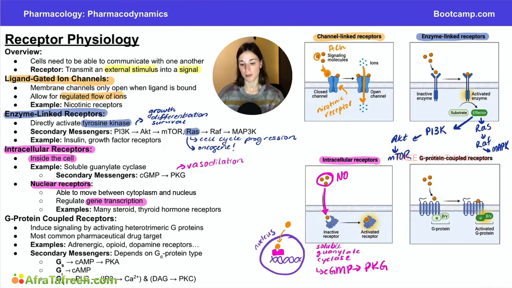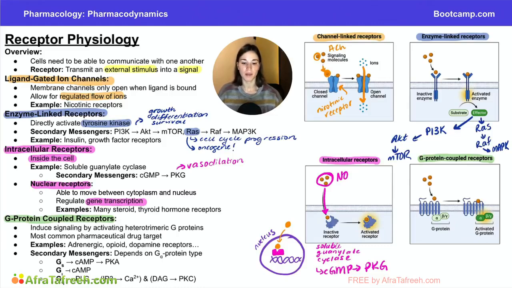The last kind of receptor we'll talk about are G-protein coupled receptors. These receptors are membrane proteins with 7 transmembrane domains. On the outside of the cell, the receptor binds to a ligand, and then on the inside of the cell, it activates its coupled G protein. G protein coupled receptors are the most common pharmaceutical target and include receptors like the adrenergic receptors, opioid receptors, dopamine receptors, and many more.